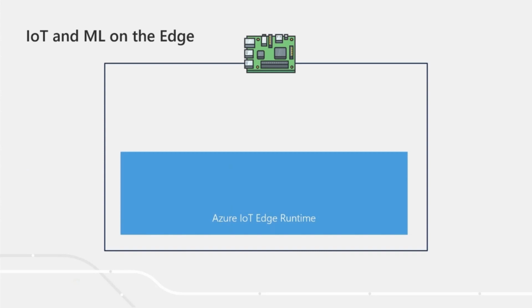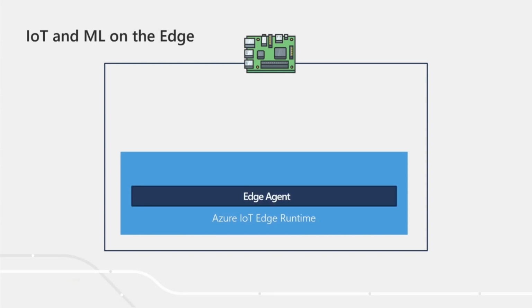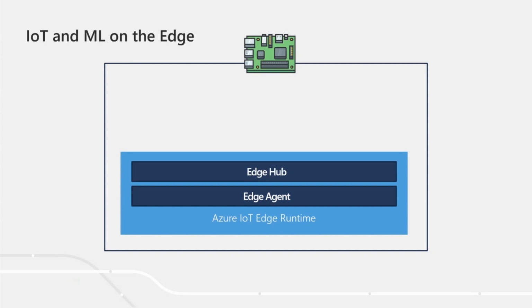Let's zoom in a little bit deeper and take a look at what is running on the IoT Edge device. On the device, the IoT Edge Runtime is installed. By default, this comes with 2 modules. The Edge Agent that takes care of the modules and deployment, and the Edge Hub, a local IoT hub that enables our modules to communicate with each other.